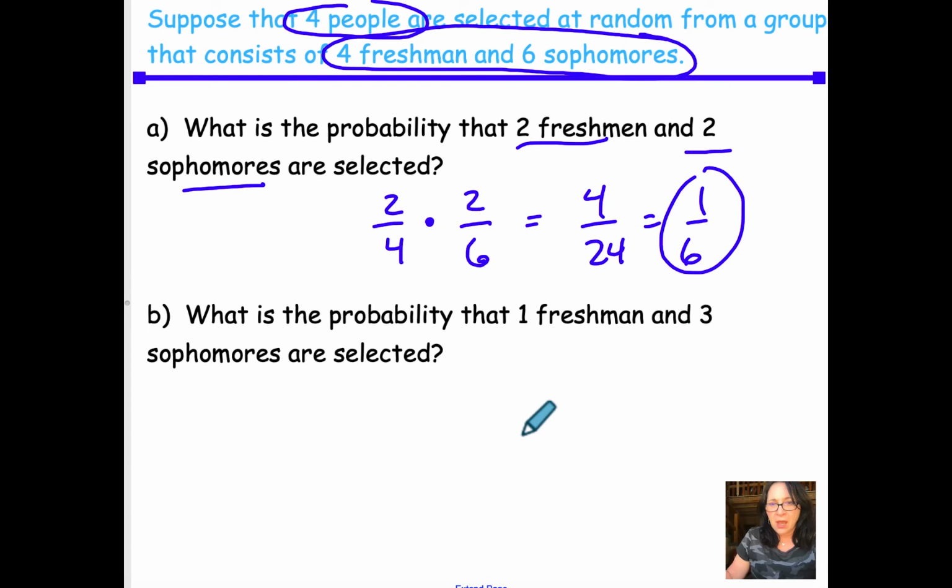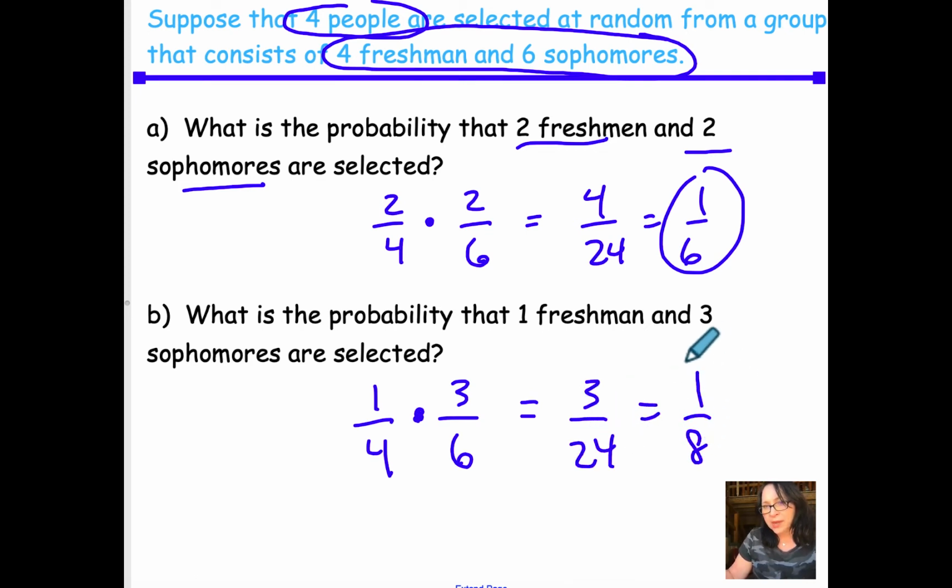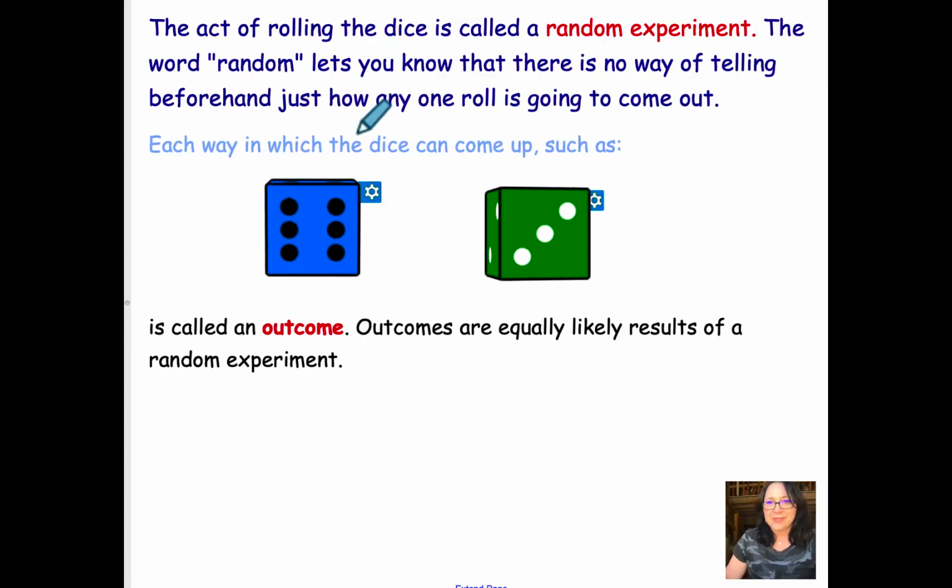Okay. What is the probability that I get 1 freshman and 3 sophomores? So again, I'm going to select 1 freshman, and then that's 1 out of 4. And then I have 3 sophomores, so that's 3 out of 6. So the total probability for this would be 3 out of 24, which is just 1 out of 8. All right, so yeah, I did that. That is super cool, I know.